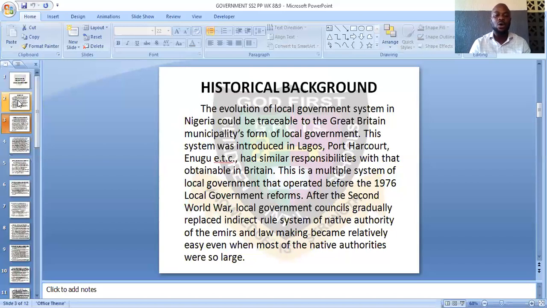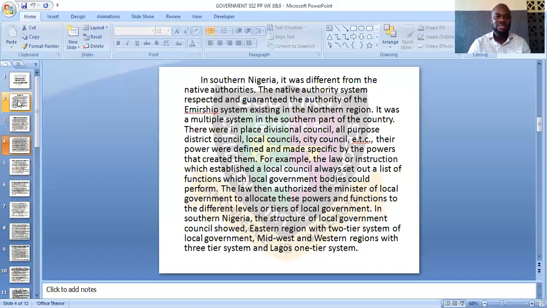After the Second World War, local government councils gradually replaced the indirect rule system of native authority of the emirs, and lawmaking became relatively easy, even when most of the native authorities were so large. In southern Nigeria, it was different from the native authorities. The native authority system respected and guaranteed the authority of the emirship system, which existed in the northern region. It was a multiple system in the southern part of the country.